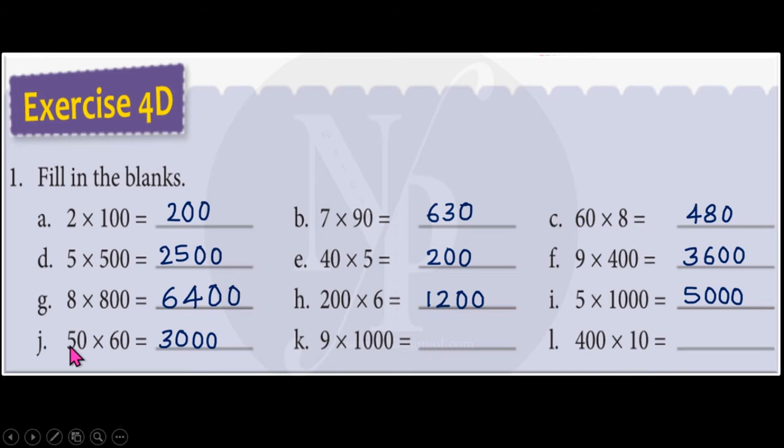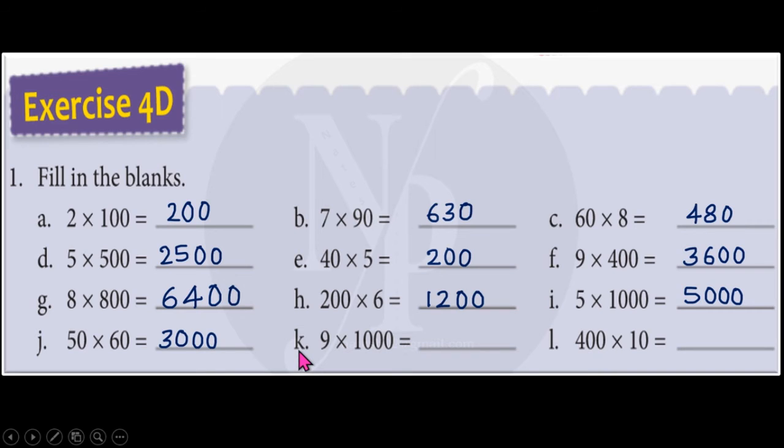6 into 5 is 30, and we count the number of zeros in both the numbers. We have 1 zero here and 1 zero here. So there are 2 zeros together in these two numbers. So we will write 2 zeros after this answer, that is 30. Therefore 3000 is the product of 50 and 60.